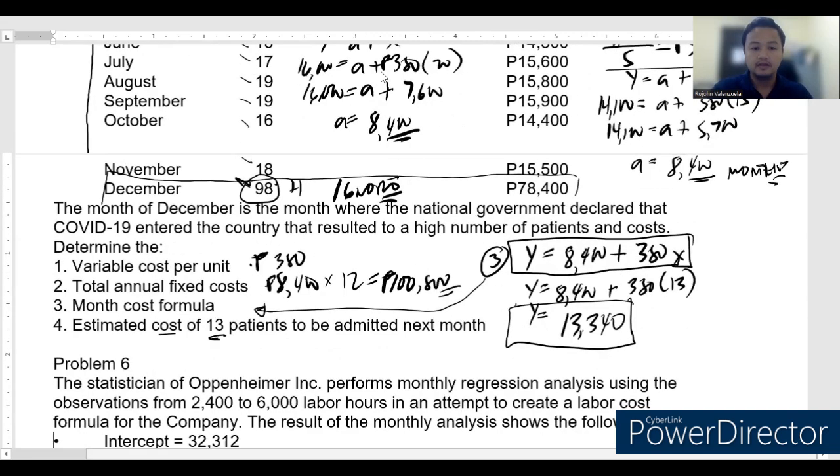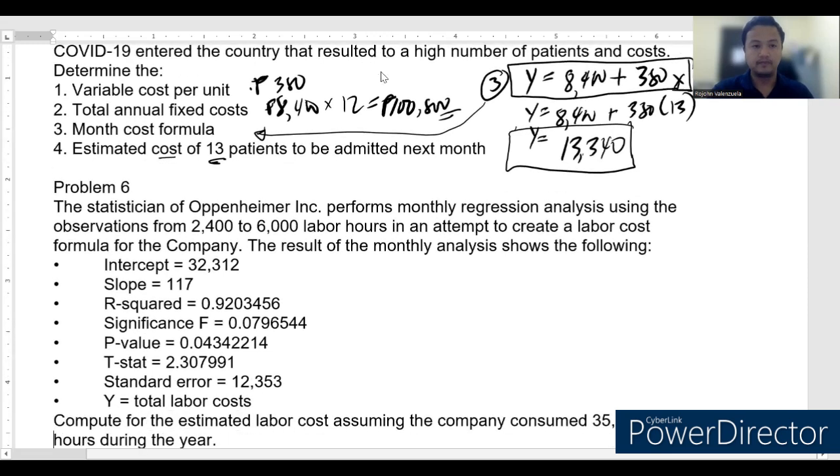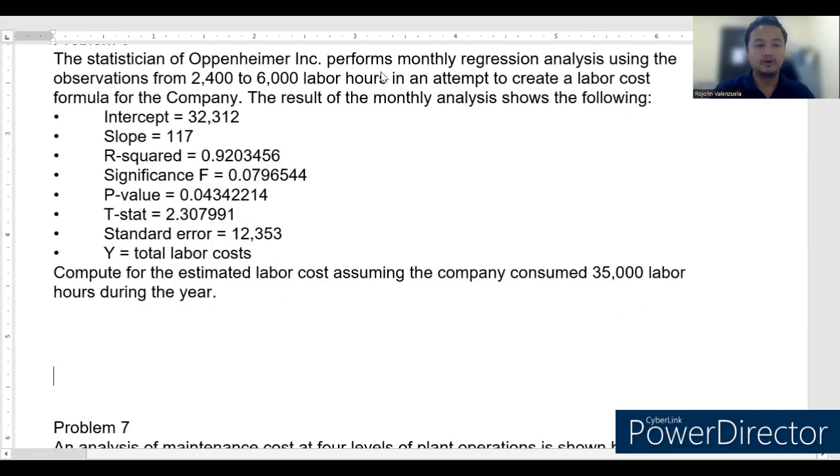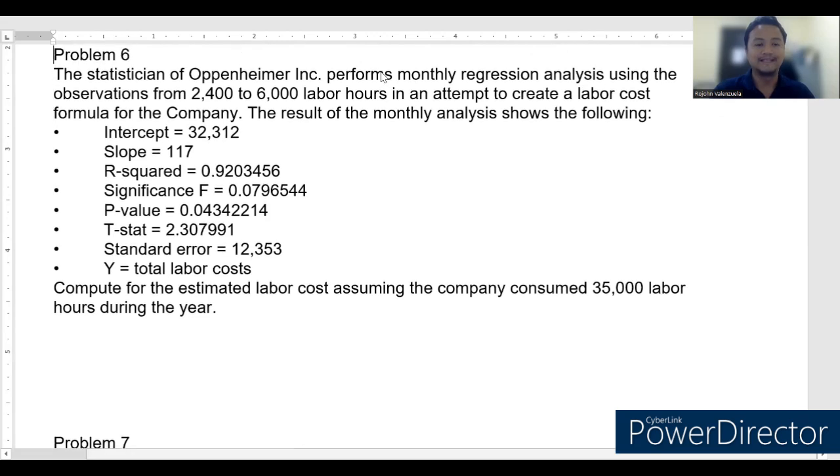Okay? So, next. Oh, meron tayong bagong problem dito. Medyo kakaiba yung problem. Check natin. Problem number 6. The statistician of Oppenheimer Incorporated performs monthly regression analysis using the observations from 2,400 to 6,000 labor hours. So, ito yung relevant range niya, ibig sabihin. In an attempt to create a labor cost formula for the company, the result of the monthly analysis shows the following.